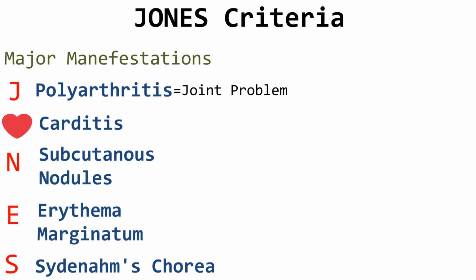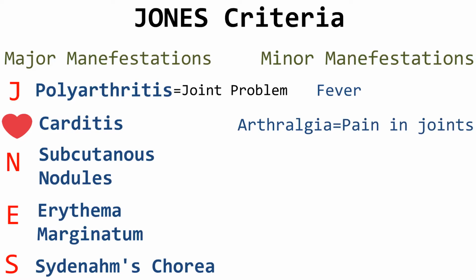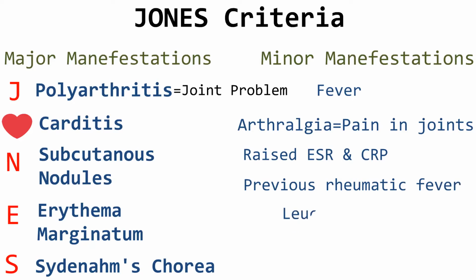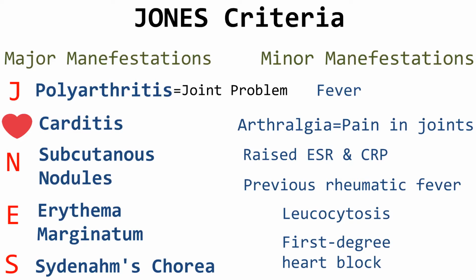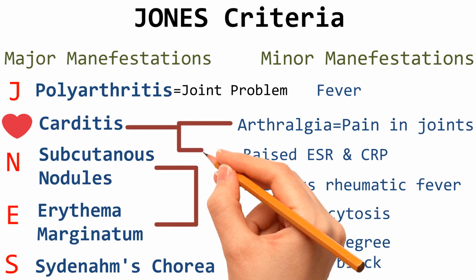In addition to these, there are minor manifestations also. These are fever, arthralgia, which is just pain in joints without any inflammation, raised ESR and C-reactive protein, previous rheumatic fever, leukocytosis, and first-degree heart block. Diagnosis is confirmed if there is evidence of streptococcal infection plus two major criteria or one major and two minor criteria.